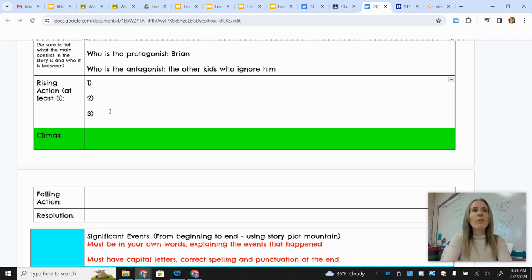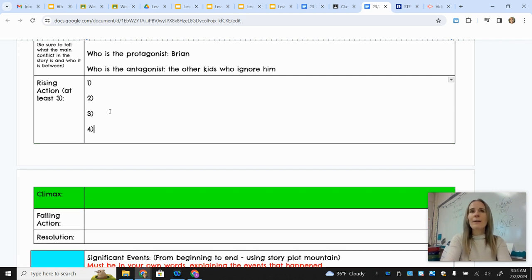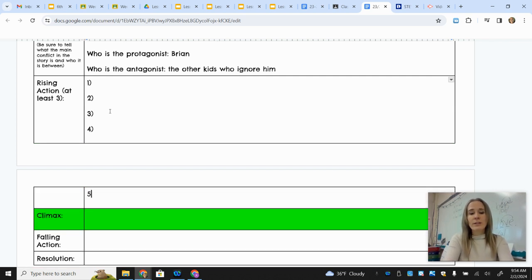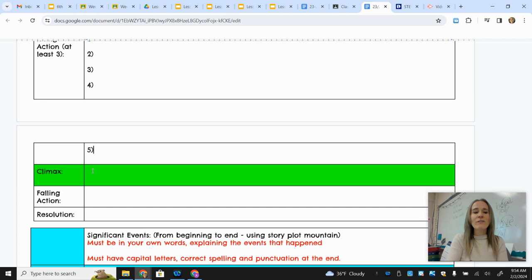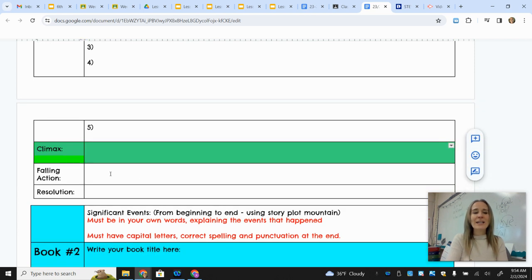And if you have more than 3, which you will, you would just hit enter after you type in 3 and make 4. If you have more than 4, you would hit enter and do 5. So you just want to make sure every big event from your book is fitting into this rising action event up until you hit your climax. Make sure that it's the biggest event of the story where the story takes a drastic turn.